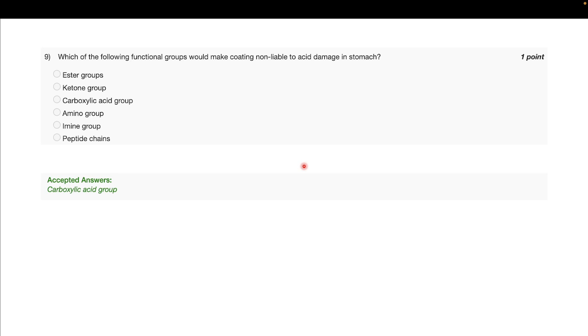Okay, the correct answer is actually carboxylic acid groups. This is what we have been discussing, right? Even in the enteric coating. We need functional groups which would make the coating not labile to acid damage in the stomach. That is done by your carboxylic acid groups, because at the pH in the stomach, all your carboxylic acid groups will be insoluble. So they will protect your drug which is encapsulated into these polymers. Is it clear?